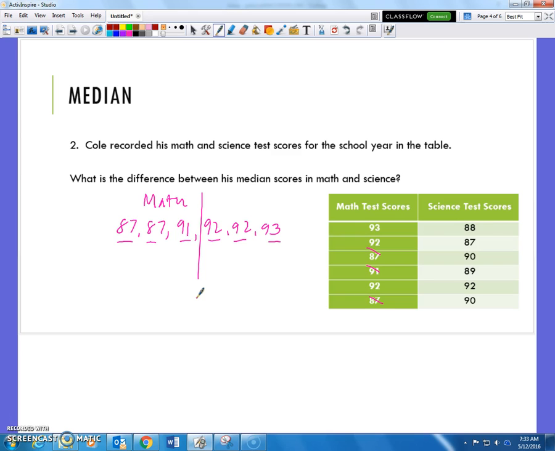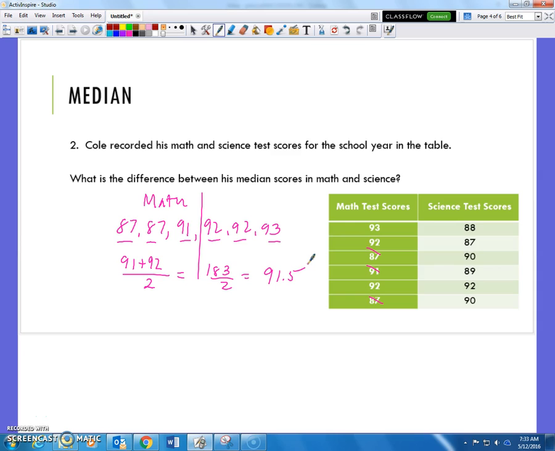Now mental math says that the number halfway between 91 and 92 is 91.5, but for the sake of doing a good example, let's just figure it out by using the average. 91 plus 92 divided by 2 is 183 divided by 2, which equals 91.5. Okay, so I'm going to say the median for the math test scores was 91.5.